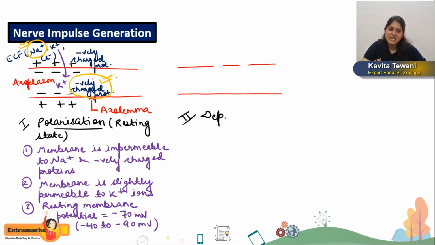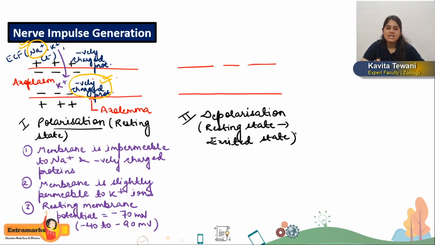The second step is depolarization. And now it says that from resting state, it is going to come in excited state. So basically, it will be coming in excited state now after the receival of the stimulus.